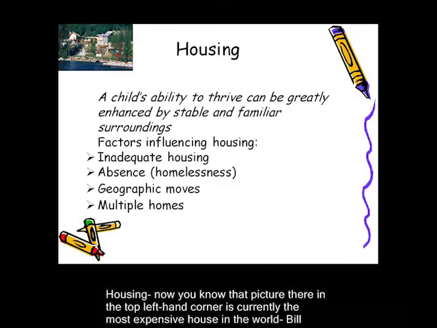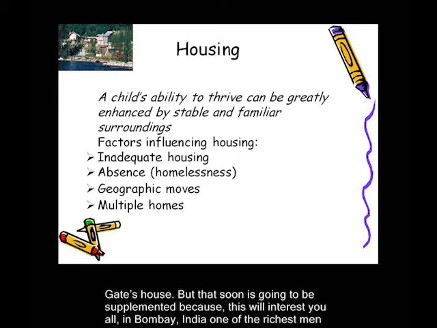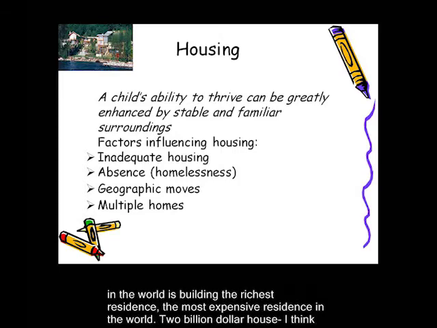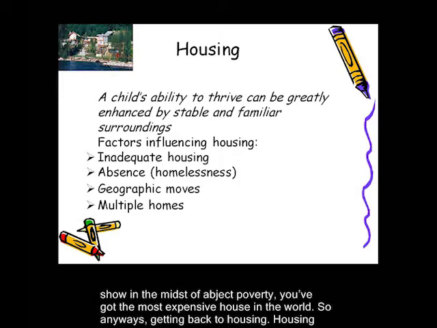Housing. Now, that picture up there in the top left-hand corner is currently the most expensive house in the world, Bill Gates' house. But that's soon going to be supplemented because, and this will interest you all, in Bombay, in India, one of the richest men in the world is building the most expensive residence in the world, a $2 billion house. I think it's a 14-level home, and he's building it right in the middle of the number one slum, the shanty town in Asia. And so that goes to show, in the midst of abject poverty, you've got the most expensive house in the world. So anyway, getting back to housing.